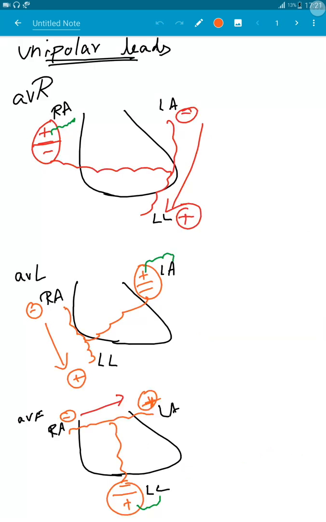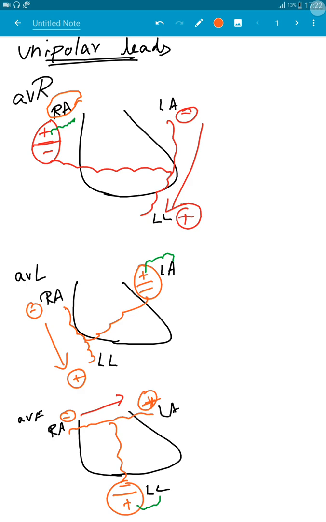The unipolar leads, I said, are AVR, AVL and AVF. But before going to the unipolar limb leads, there's a small thing you have to know. What are unipolar limb leads? They detect the electrical difference between one limb, for example the right upper limb, and the other two limbs, the left upper limb and left lower limb.